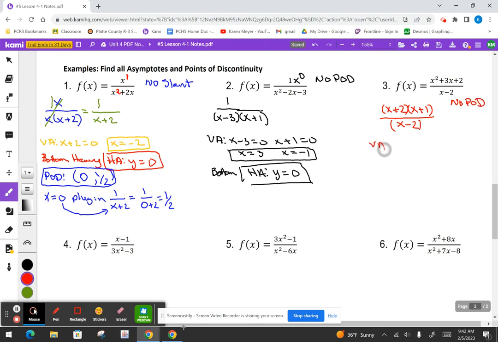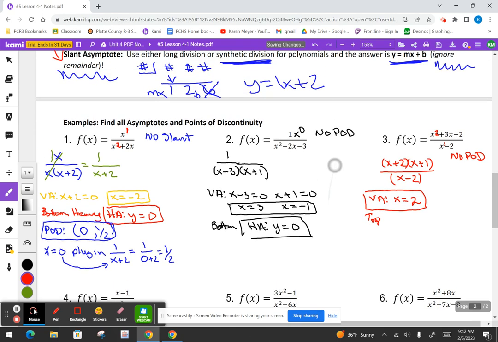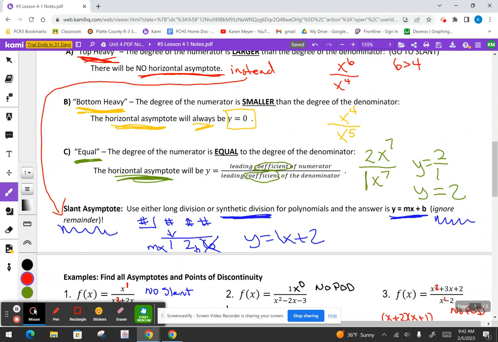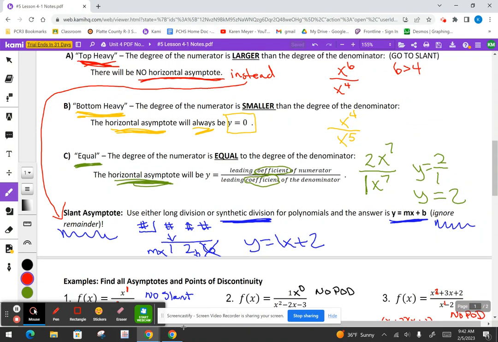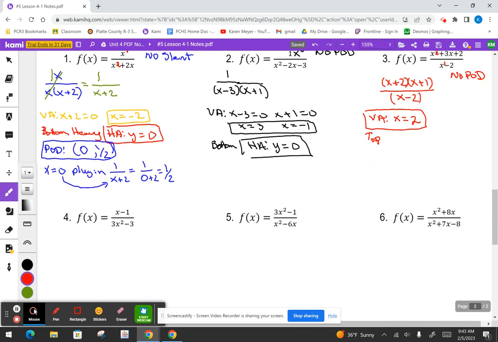And if we do the vertical, we're looking at just the bottom. So on the bottom, I would say x minus 2 equals 0, so x equals +2. Now, if I go back and compare my exponents, the highest exponent on top is 2. The highest exponent on bottom is 1. So this time, is everybody okay by saying we are top heavy? So if I go back here, top heavy says no horizontal. Instead, we have a slant. Okay. So I'm going to do SA for slant asymptote.